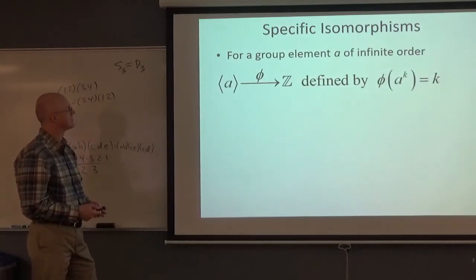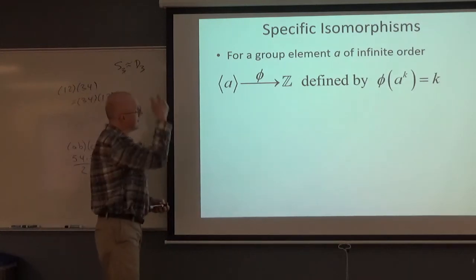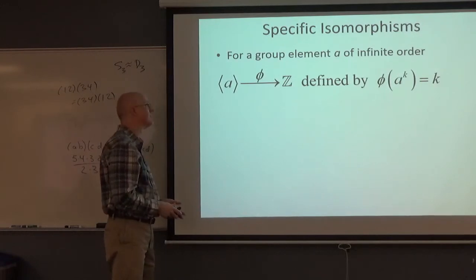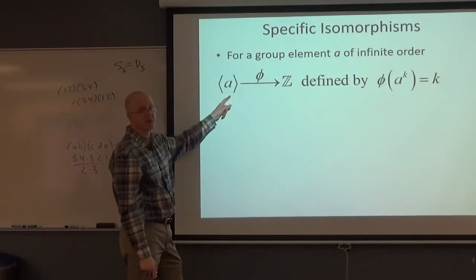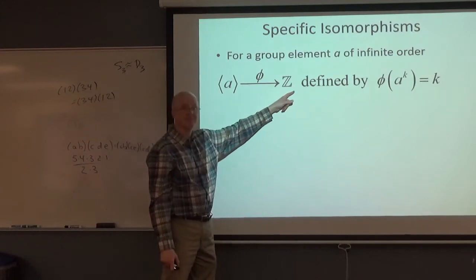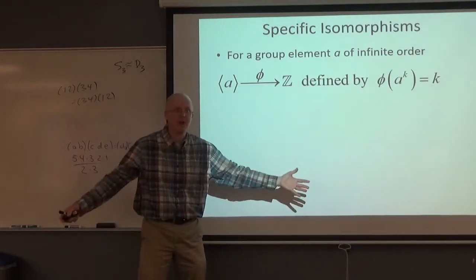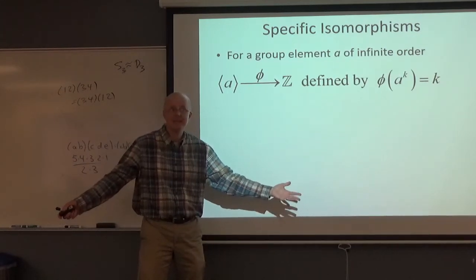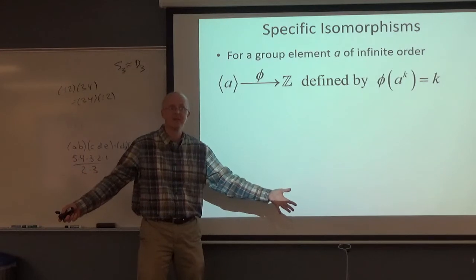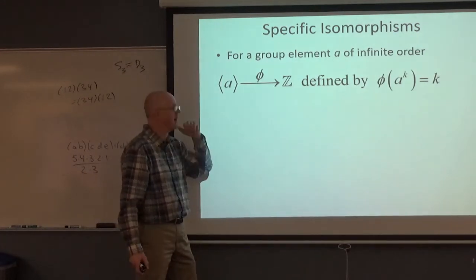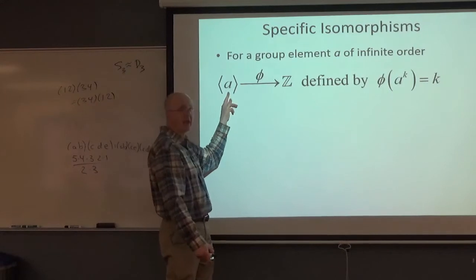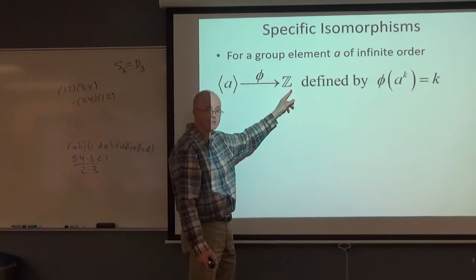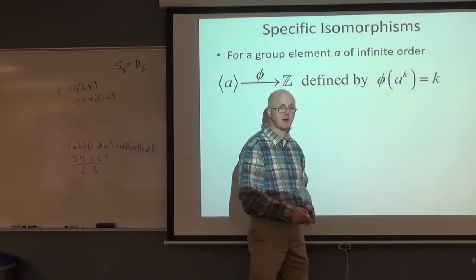Here are some specific isomorphisms. For a group element A that has infinite order, the cyclic group generated by A is going to be isomorphic to Z. All cyclic groups of infinite order are isomorphic to Z. Z, in a sense, is your prototype. Here the operation is multiplication, we're talking abstract. Here we're talking specific, and the operation is addition. The isomorphism is given by that formula.